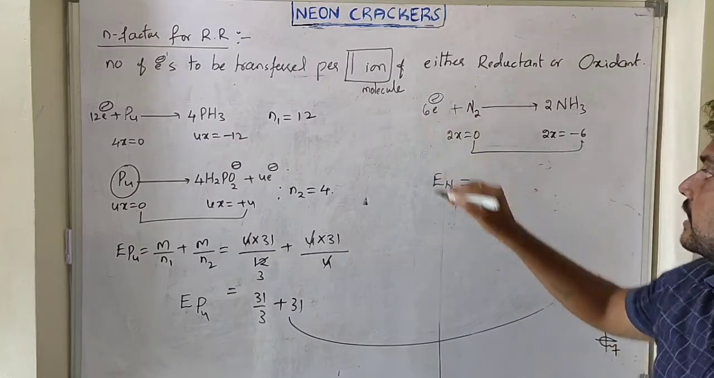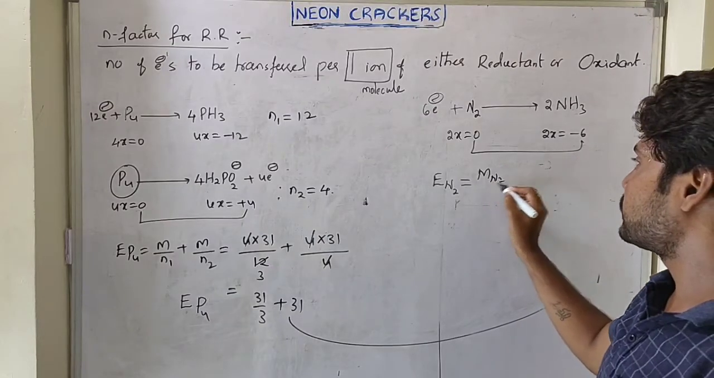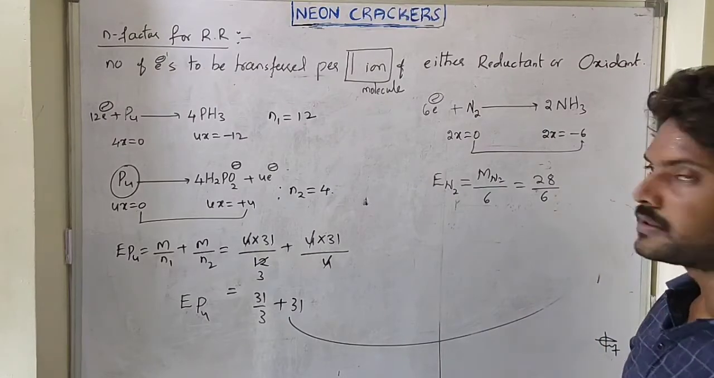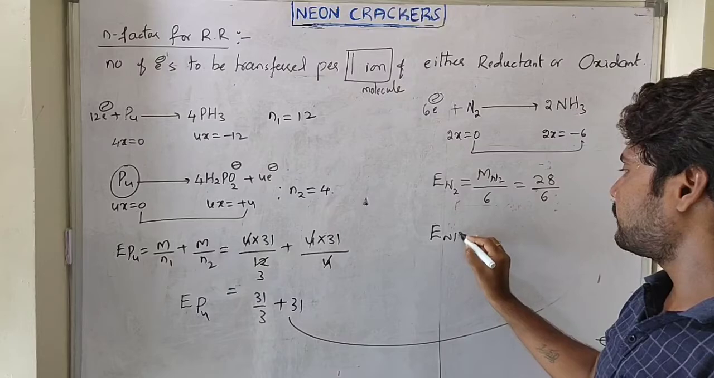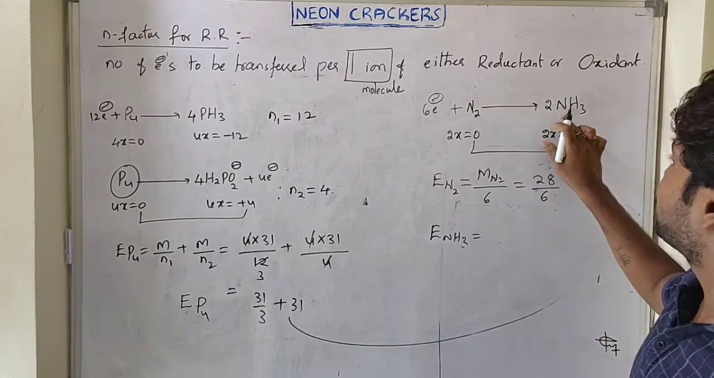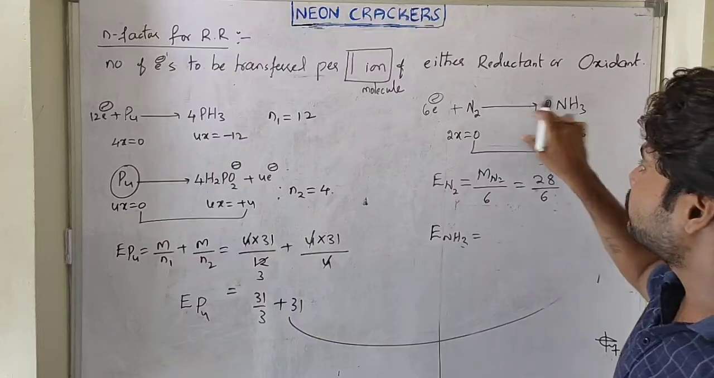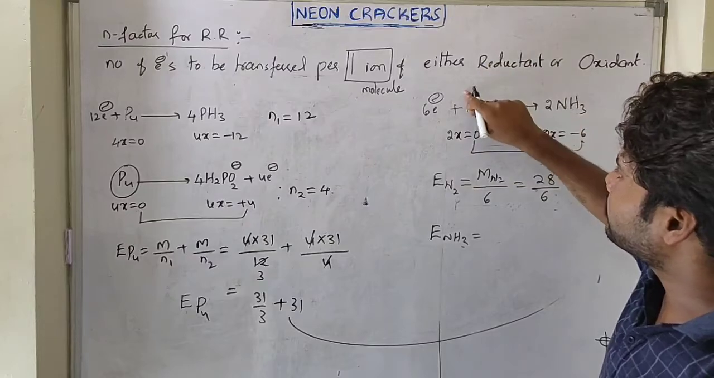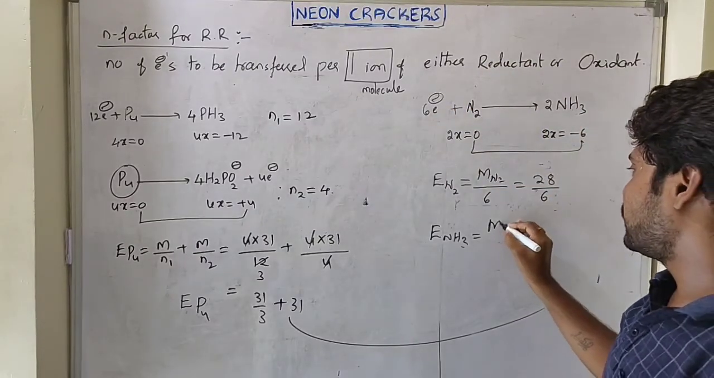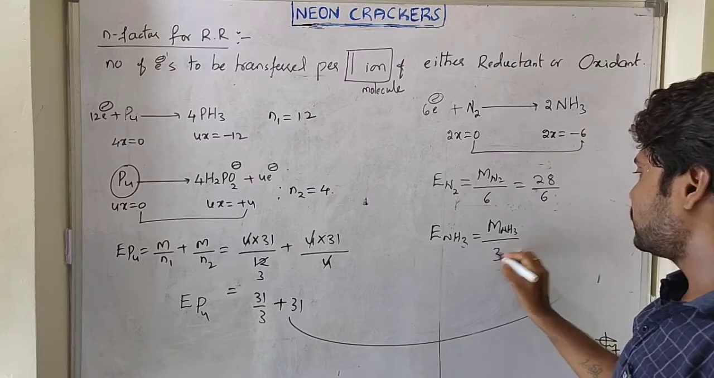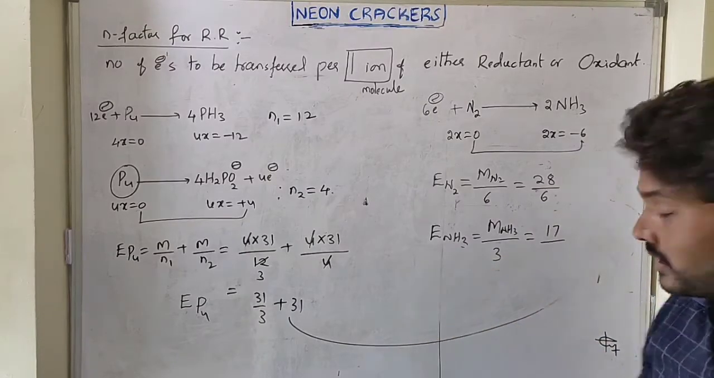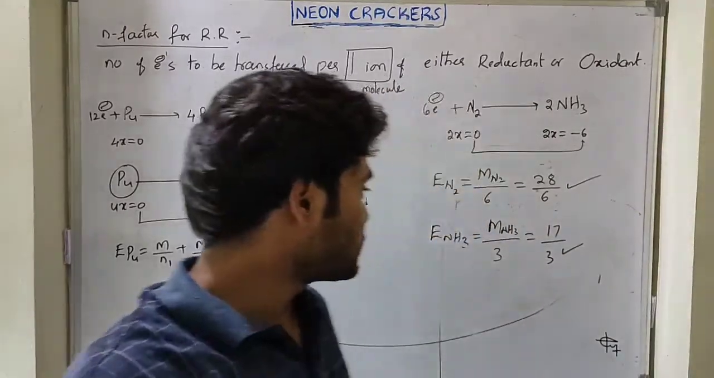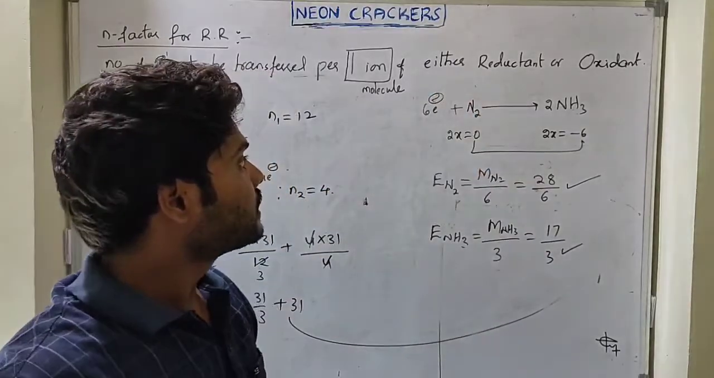Now what is the equivalent weight of nitrogen? Per one molecule 6 electrons. So molar mass of nitrogen upon 6, and molar mass of nitrogen is 28, so 28 upon 6. Next, equivalent weight of ammonia. So 2 molecules 6 electrons, then per one molecule the number of electrons would be 3. That's why n factor for ammonia is 3, whereas n factor for nitrogen is 6. So now molar mass of ammonia upon 3, and molar mass of ammonia is 17, so 17 upon 3, and these are the answers, equivalent weight of nitrogen as well as ammonia in the given equation.